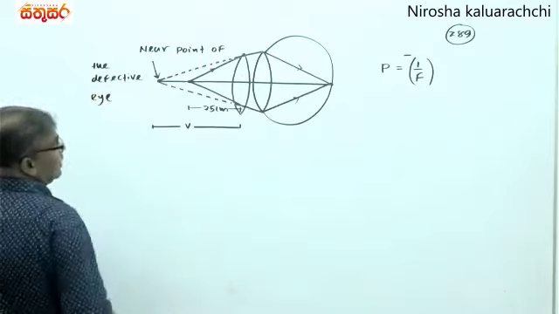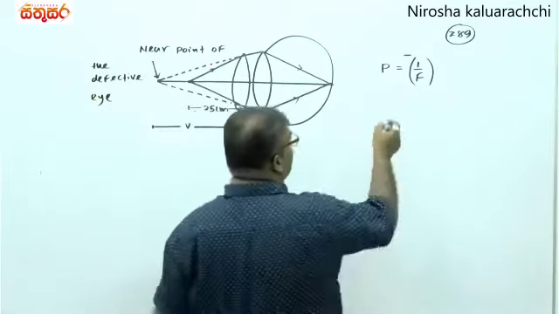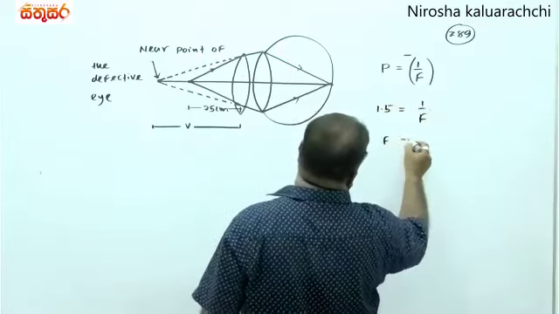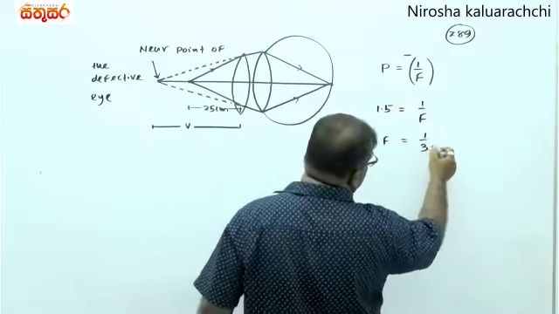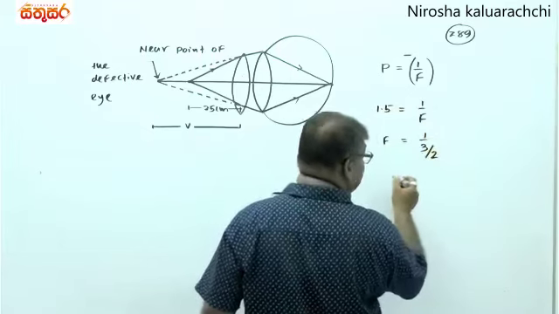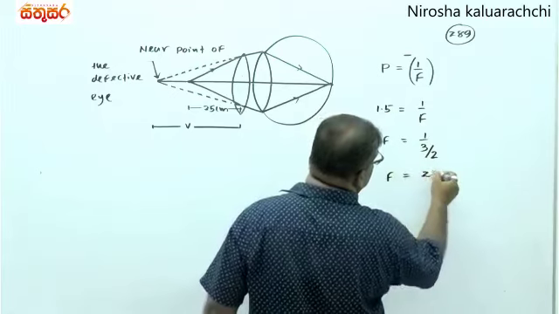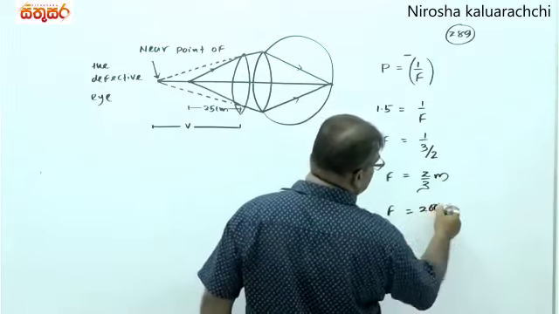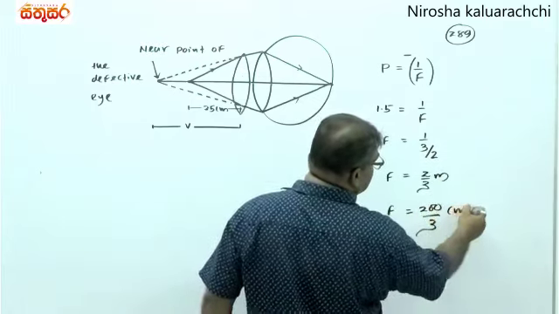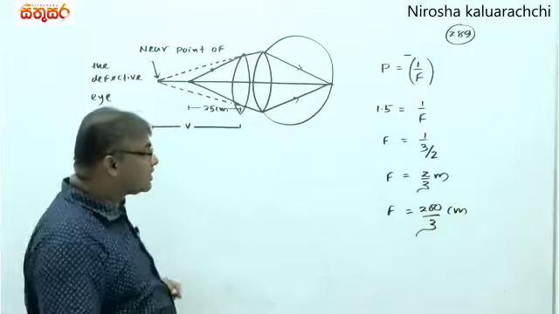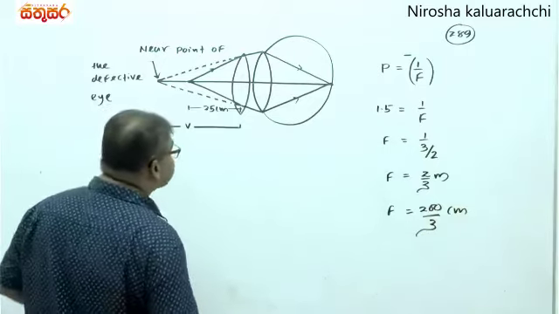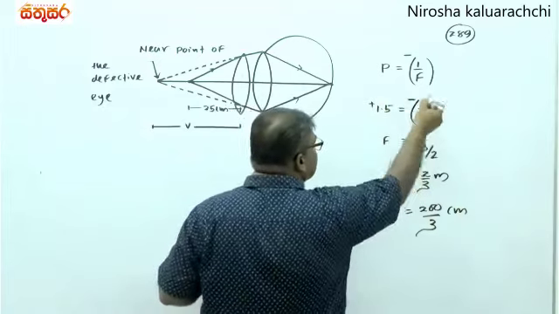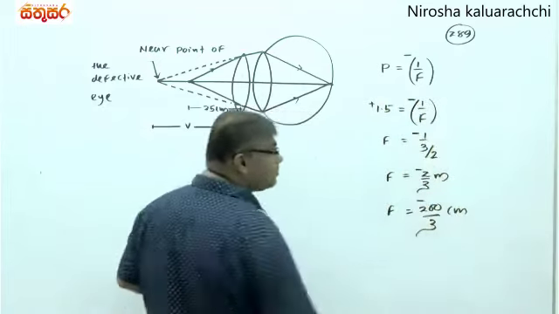You are asked to find this one, then finding the focal length of this one, 1.5 equals 1 over f. F is 1 over 1.5, which means 2 over 3. Focal length is 2 over 3 meters. Focal length is 200 over 3 centimeters, right? Then it is convex lens. So you are given this one plus, then commercial sign convention consists with minus sign.